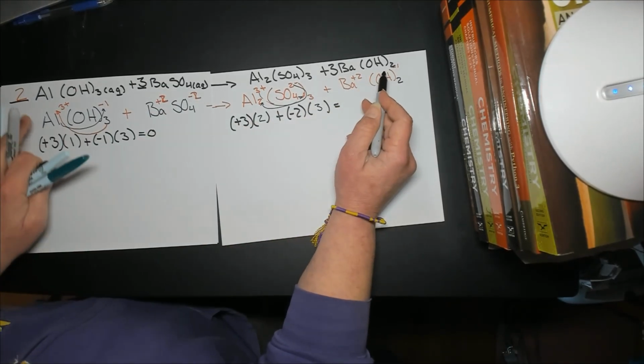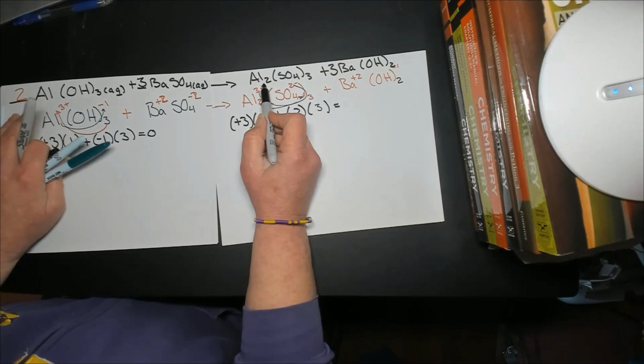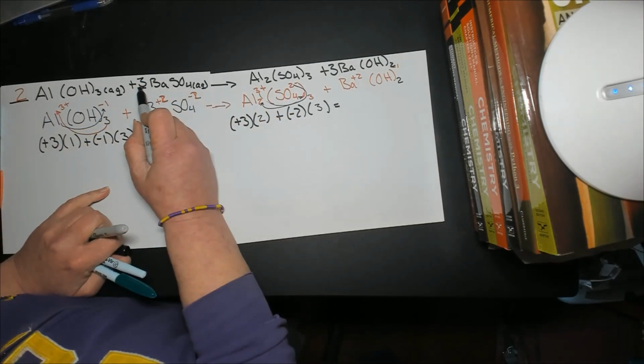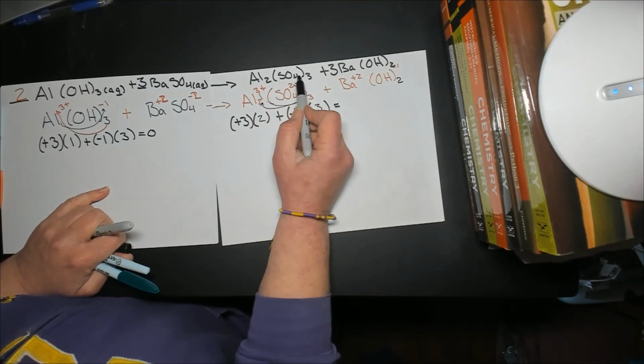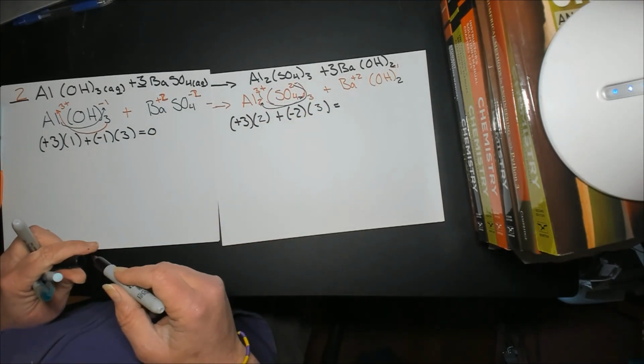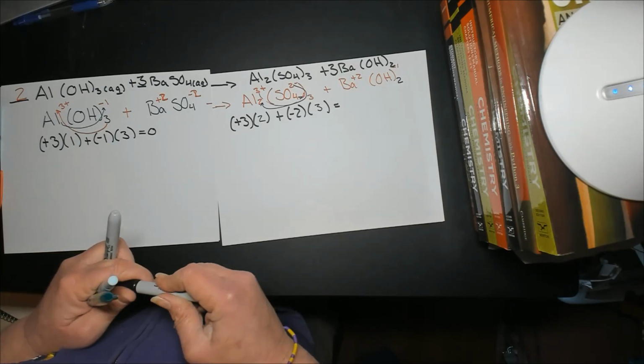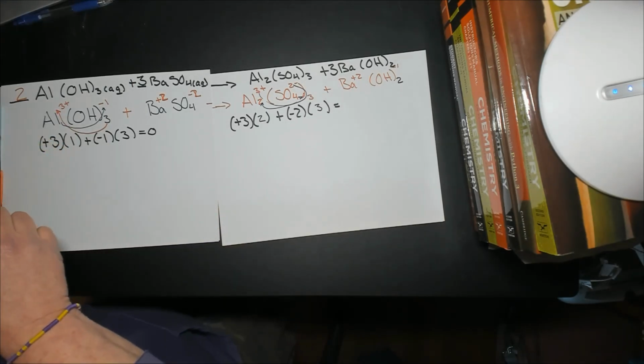I know the hydroxides balance. I know the aluminums balance. What about my sulfates? Well, the 3 coefficient means that I have 3 of this polyatomic, and bada bing, over here I have 3. So I am now balanced. So let's do something with this, shall we?